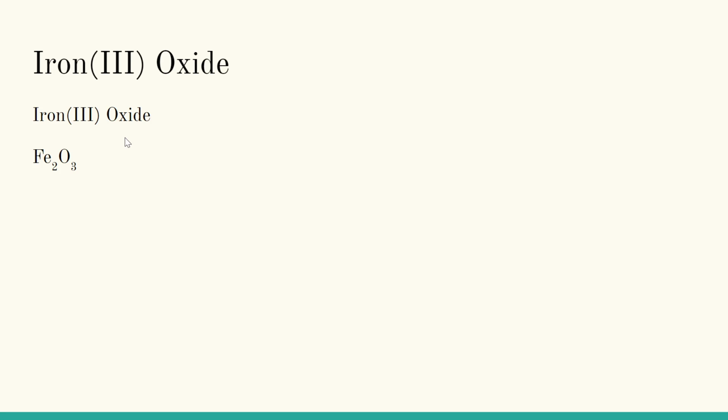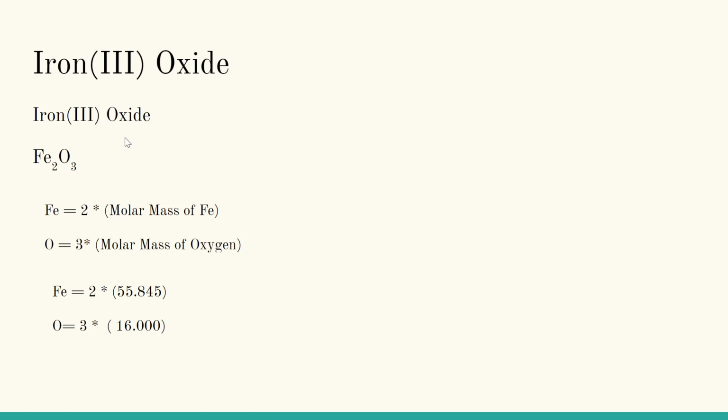So let's go ahead and start with iron(III) oxide. And iron(III) oxide, we can see here that we have 2 irons and 3 oxygens. So we're going to go ahead and multiply both of those by the molar mass of their constituent atom. In the case of iron, we'll multiply it by the molar mass of iron, and oxygen will be multiplied by the molar mass of oxygen.